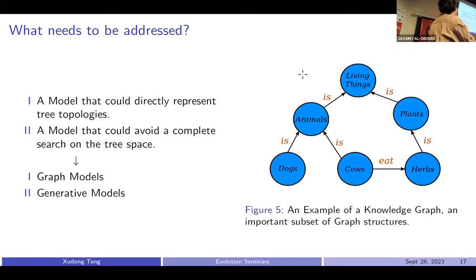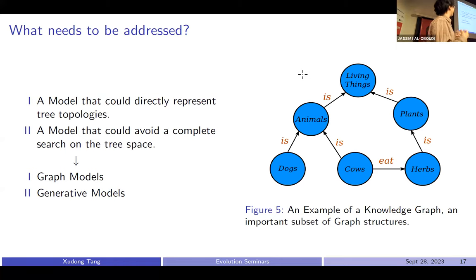To address those two problems, I propose two models. The first one is a graph model that solves the topology issue. The second one is a generative model to avoid doing tree space search. I'll talk about this in depth later.